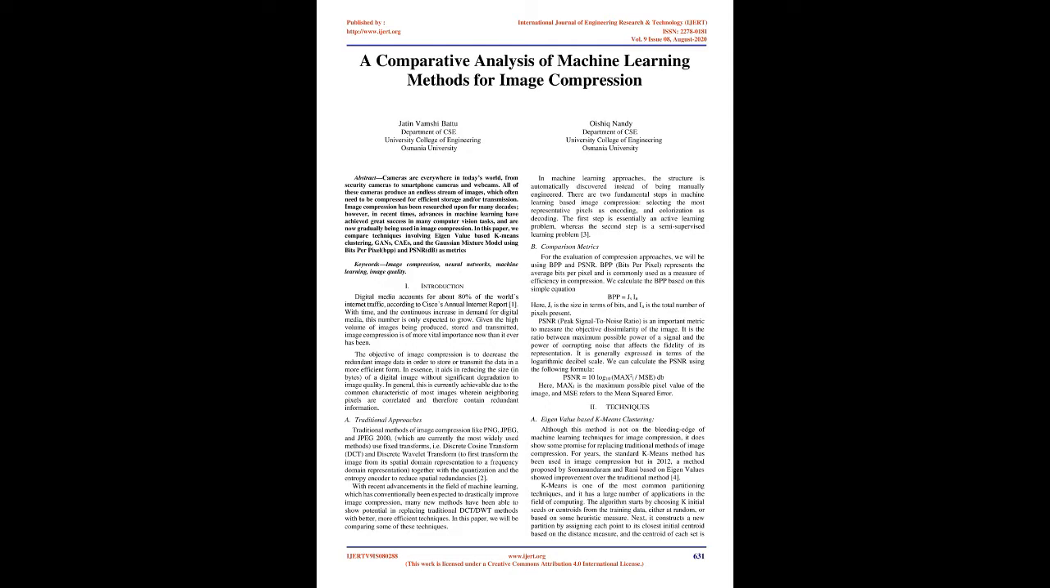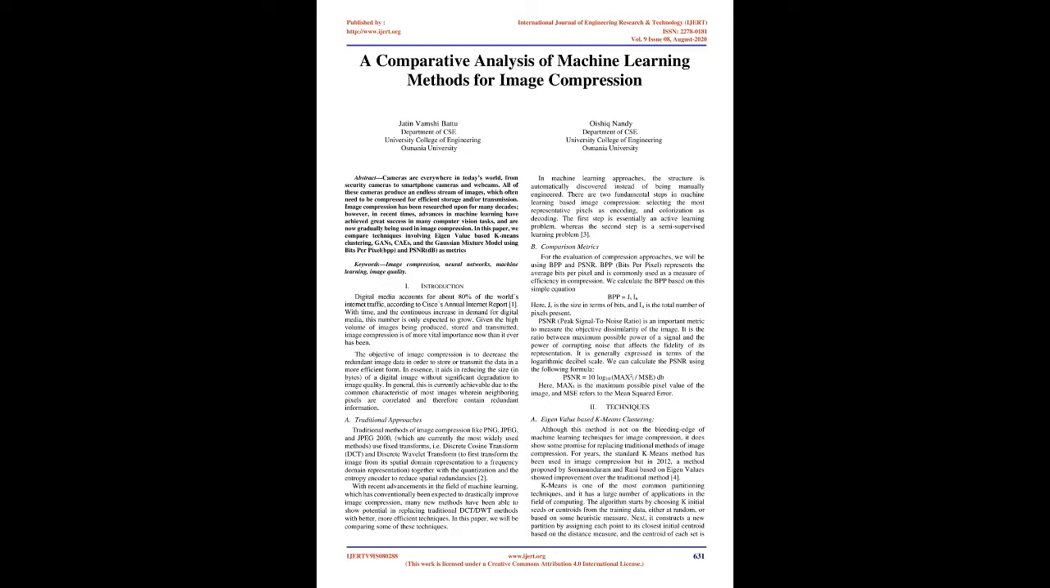With recent advancements in the field of machine learning, which has conventionally been expected to drastically improve image compression, many new methods have been able to show potential in replacing traditional DCT/DWT methods with better, more efficient techniques. In this paper, we will be comparing some of these techniques. In machine learning approaches, the structure is automatically discovered instead of being manually engineered. There are two fundamental steps in machine learning-based image compression: selecting the most representative pixels as encoding, and colorization as decoding. The first step is essentially an active learning problem, whereas the second step is a semi-supervised learning problem.